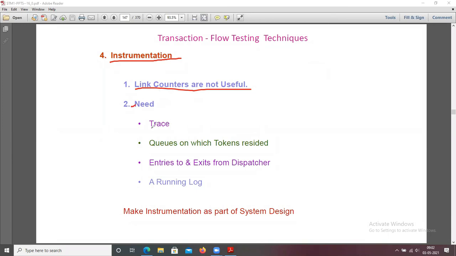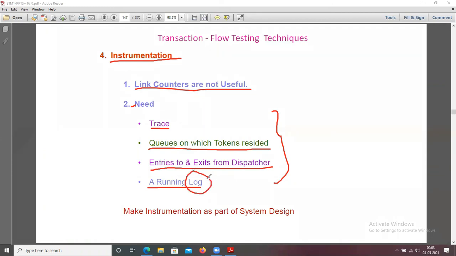We need trace queues on which tokens resided, and entries to exits from the dispatcher, and we are going to maintain a running log. So we trace the transactions, the queues on which tokens resided, and entries to exits from the dispatcher, and use one log. This is the running log. So make instrumentation part of the system design.